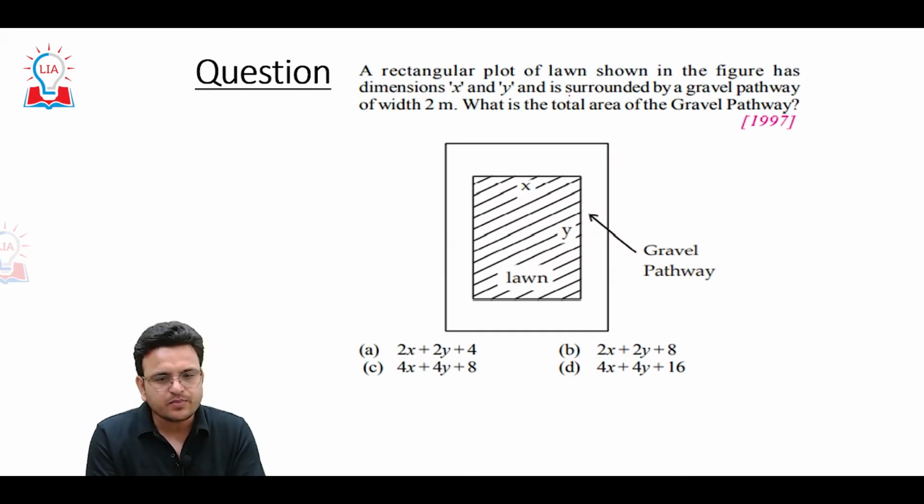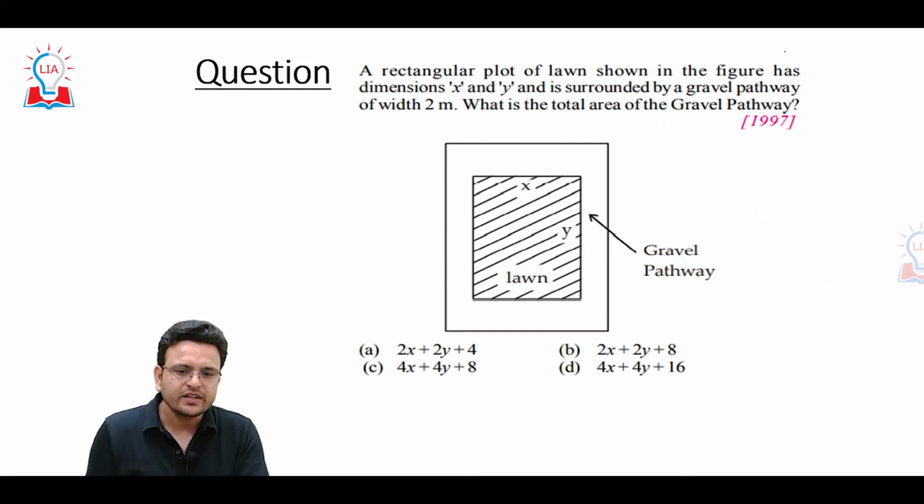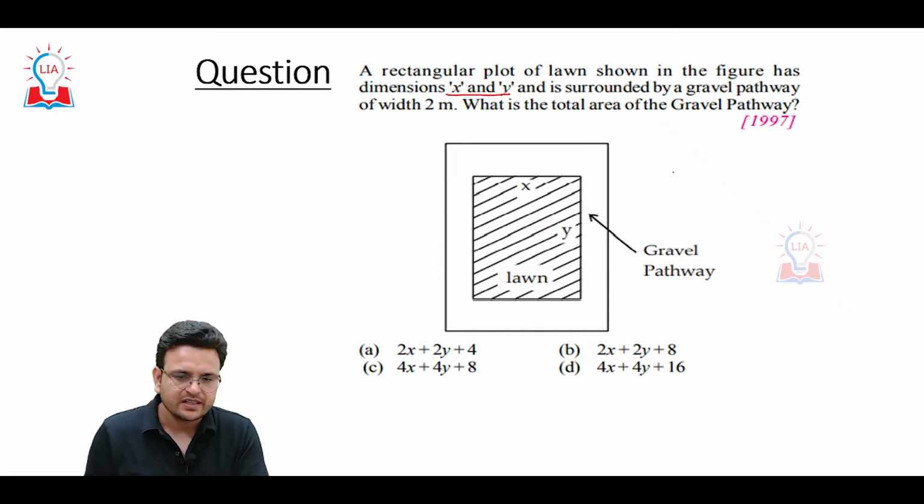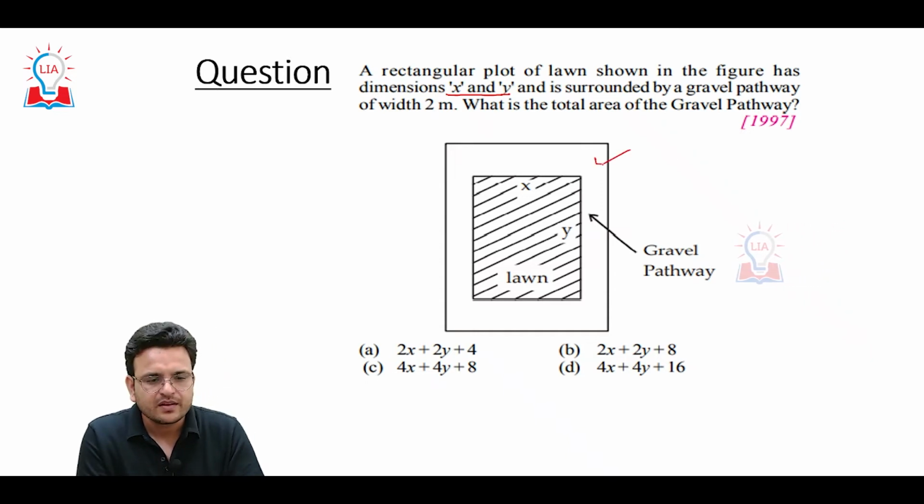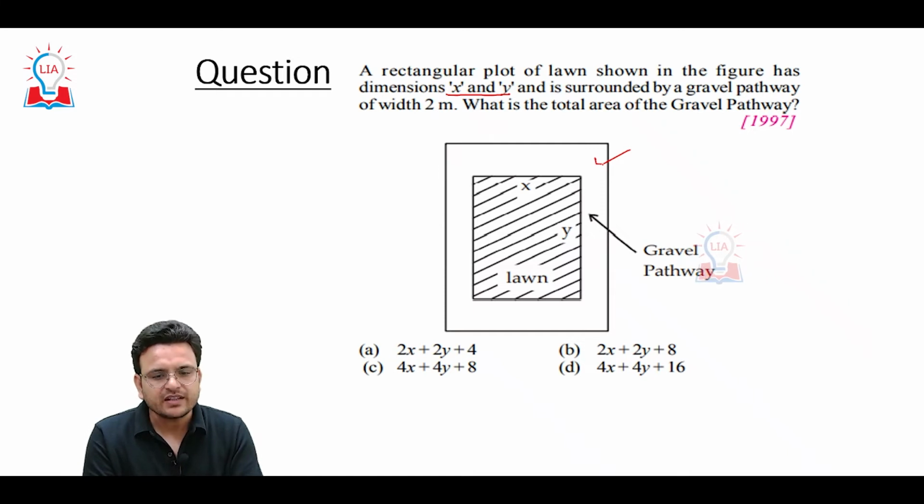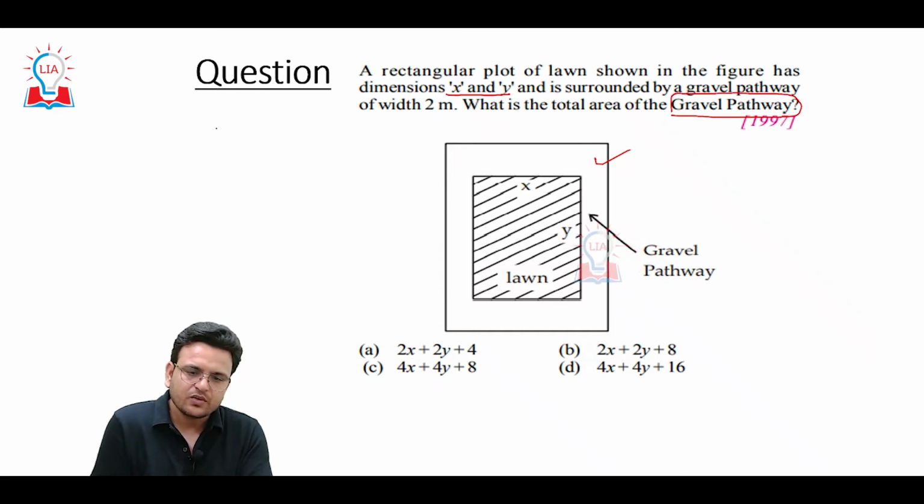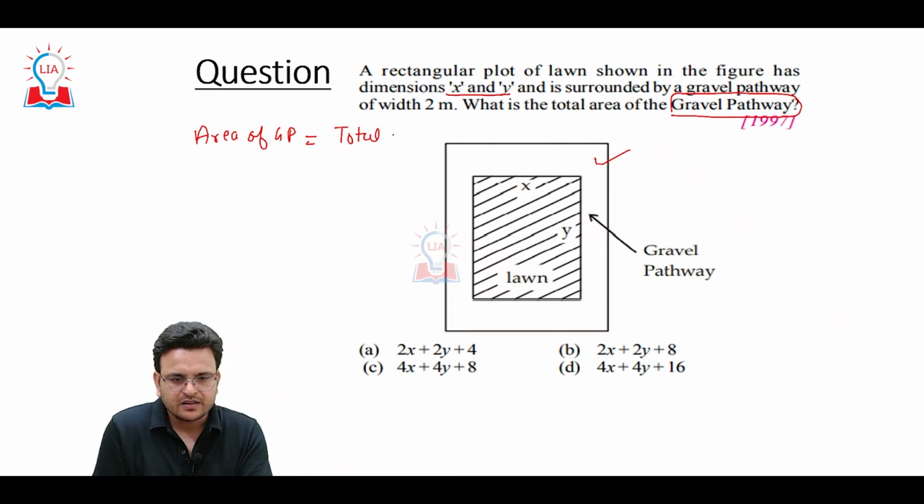A rectangular plot of lawn shown in the figure has dimension x and y and is surrounded by a gravel pathway. This is the pathway we have of width 2 meter. What is the total area of gravel pathway? So when we are going to get the area of gravel pathway, we have to get total area minus area of lawn.